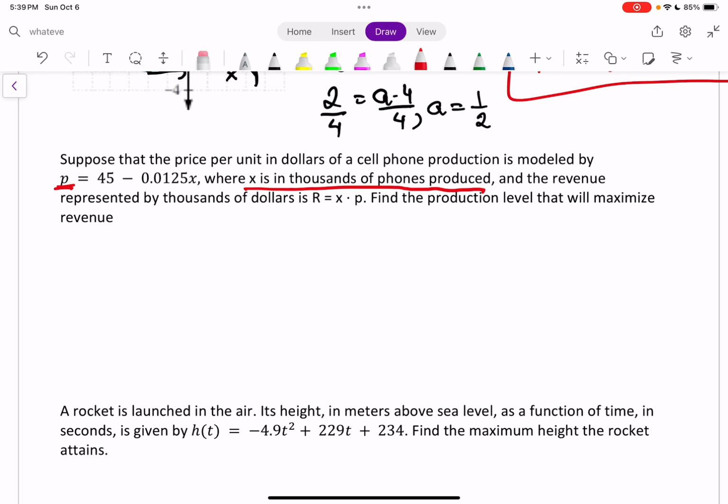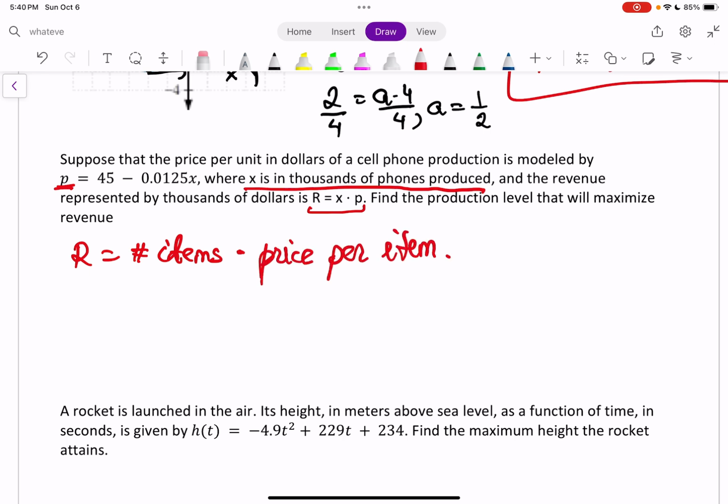So it says, and the revenue is represented by, the revenue is always really the number of items sold times the price per item. So it very much makes sense if you bought, I don't know, 3 t-shirts at $15 each, you paid 3 number of items times $15 an item, $45 total, right? So that's what the revenue is, how much money in total is being made.